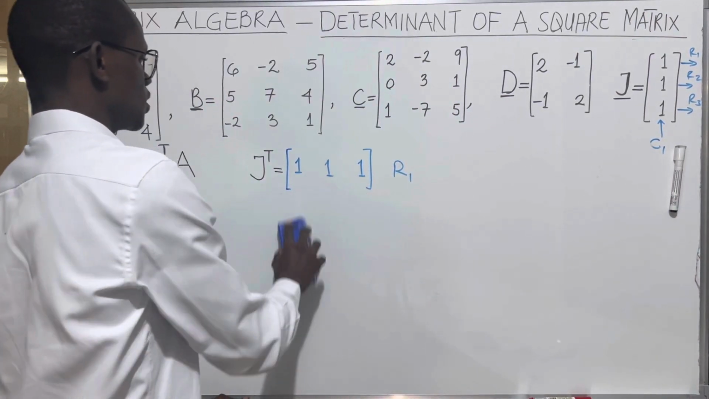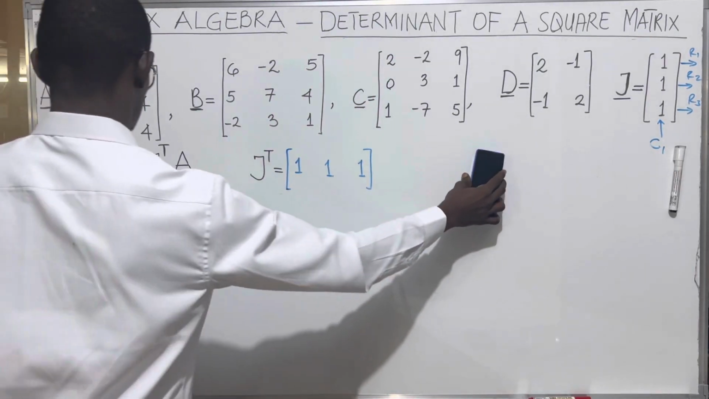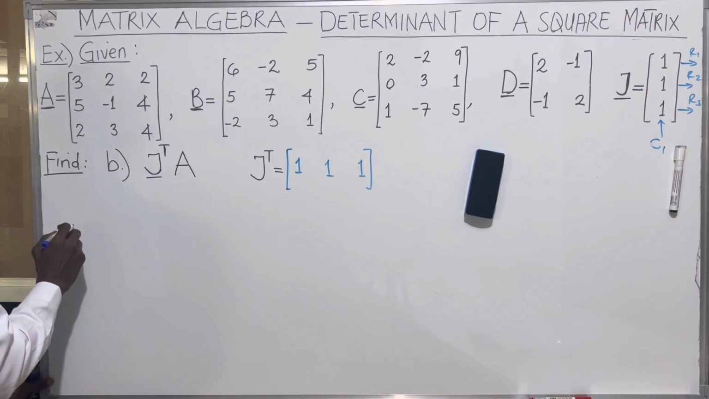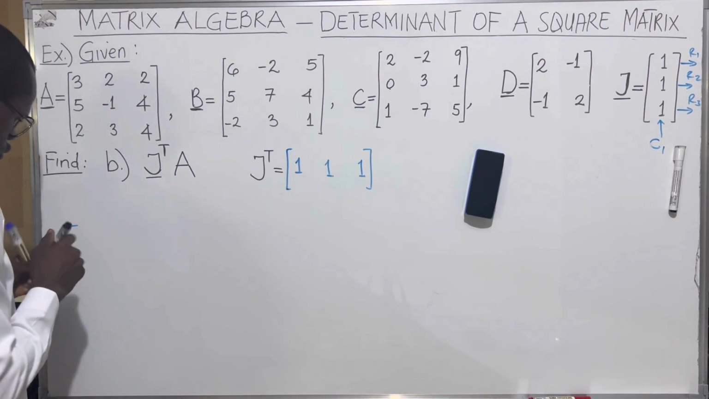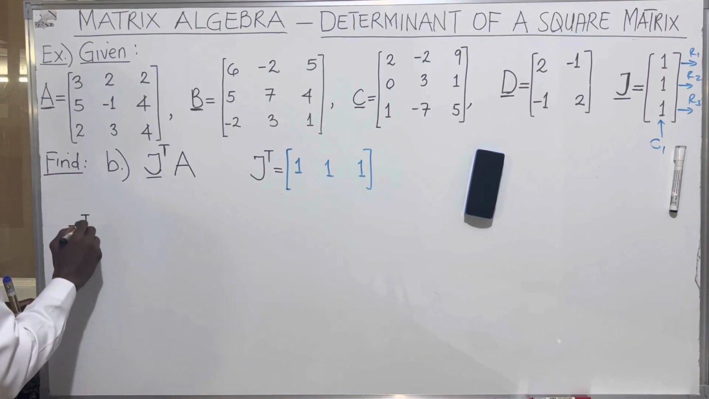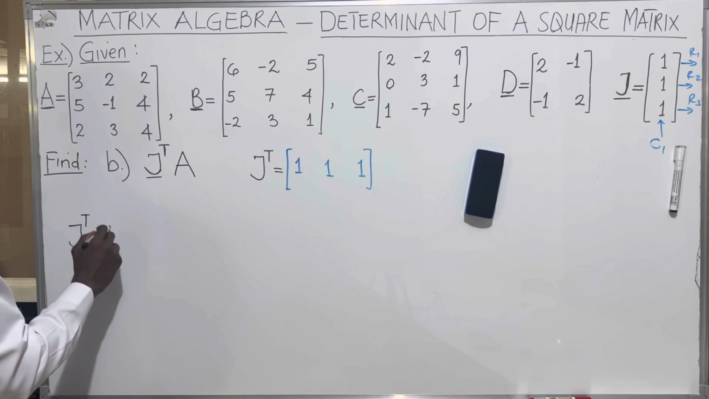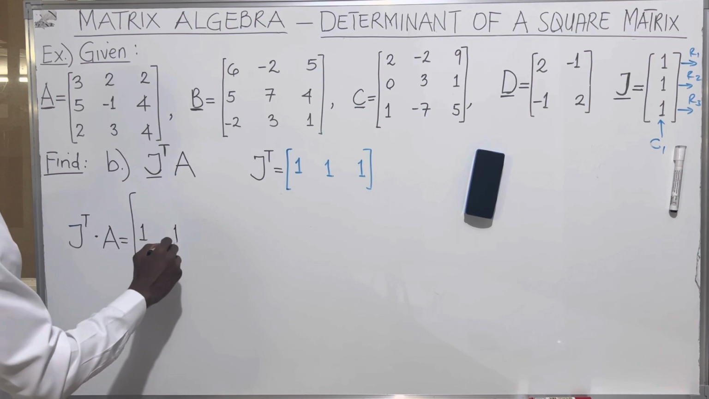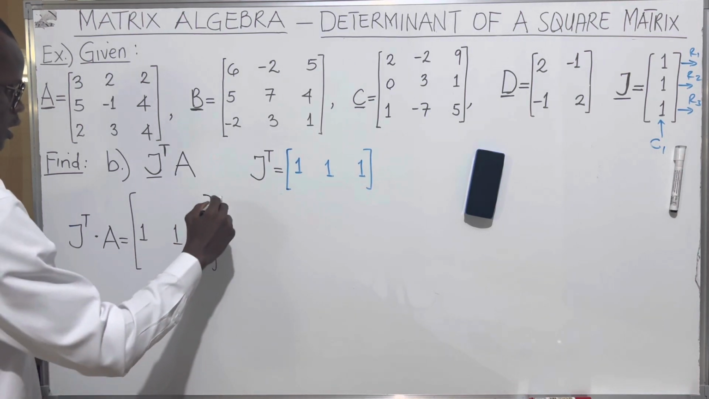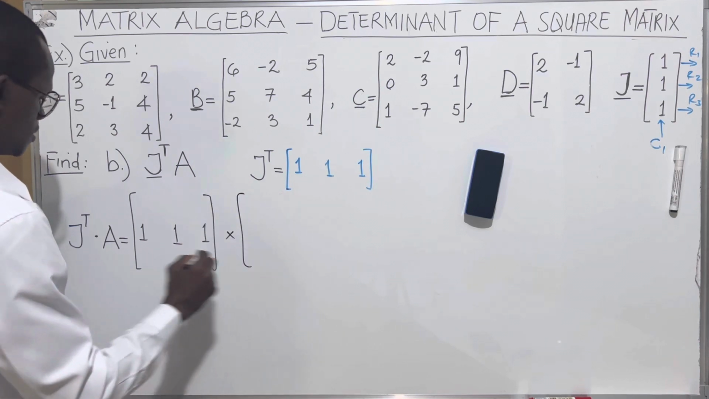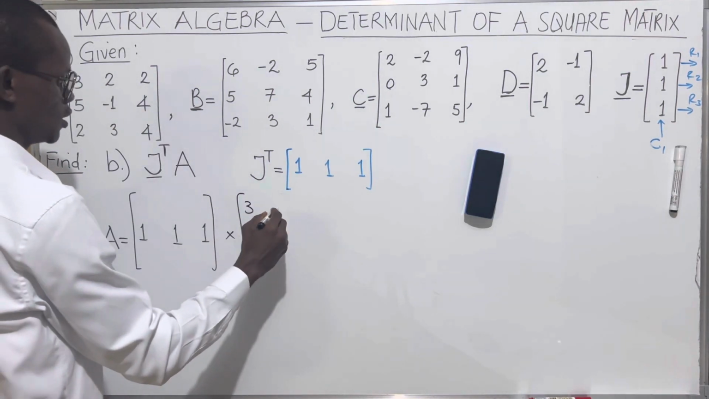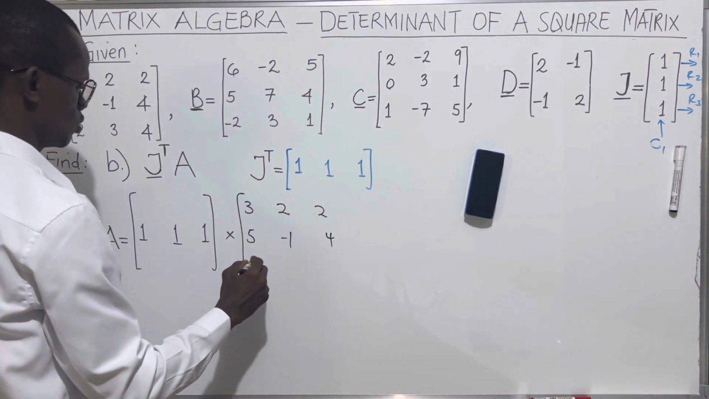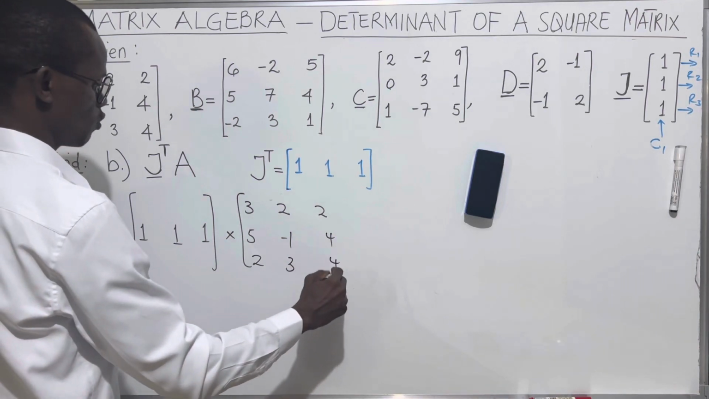The problem says we must find J transpose times A. So for two matrices to be multiplied, J transpose times matrix A. So J is 1, 1, 1. And then what is matrix A? Matrix A is 3, 2, 2, 5, minus 1, 4, 2, 3, 4.